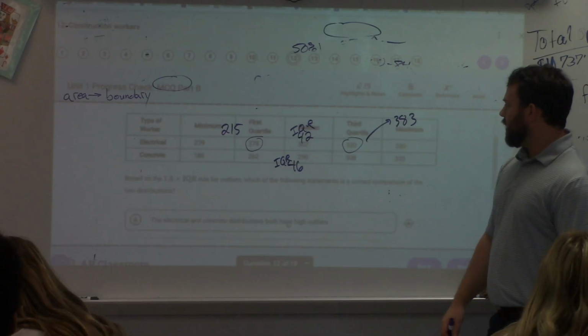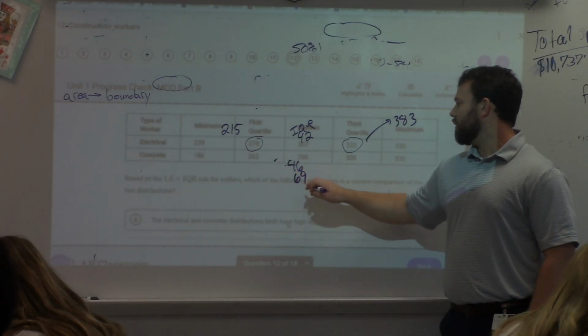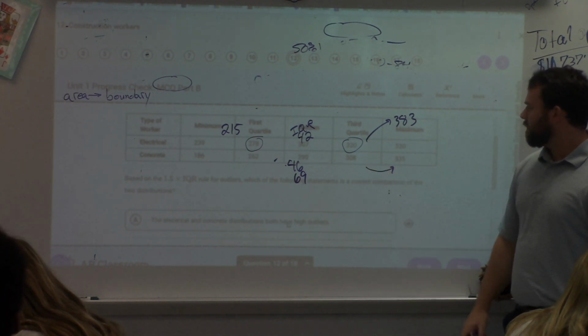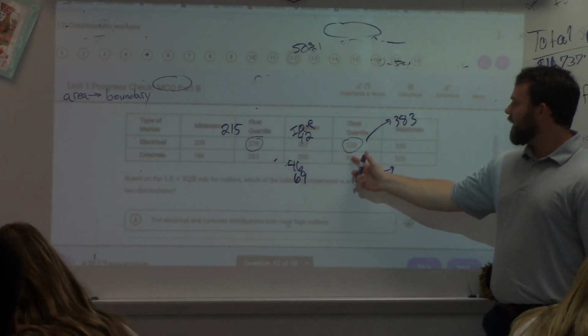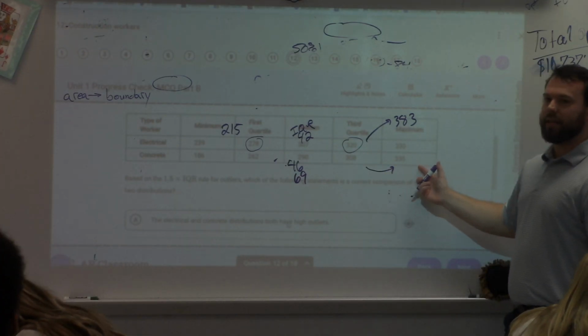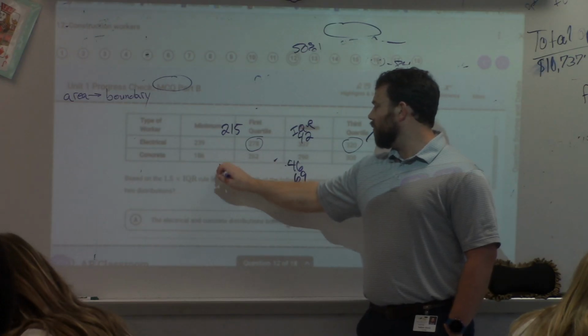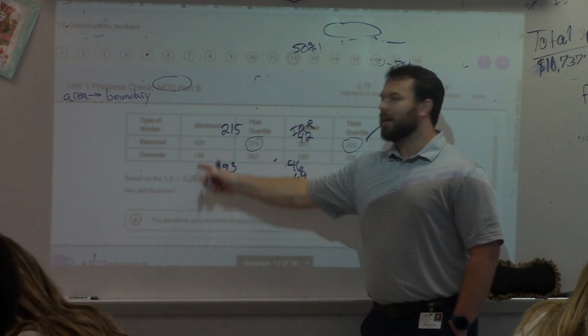Looking at concrete, 1.5 times that would be 69. Does that sound right? Is there anything above that? No. If you take 69 and add that to 308, nothing is beyond that. But if I take 69 and subtract, I get 193. You do have an outlier. So we have an outlier there.